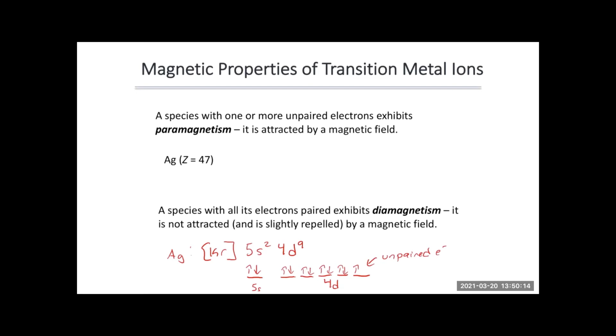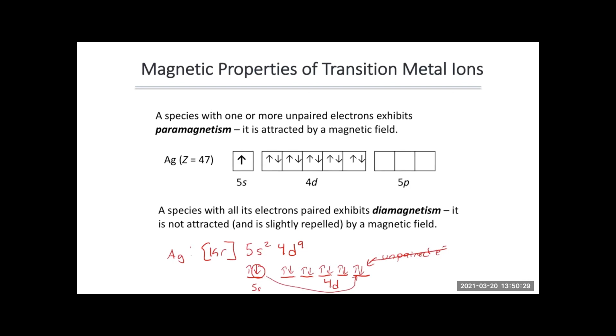So what'll happen for silver is it'll actually take one of the electrons from the 5s orbital, and that moves over to the d. So that way the d becomes completely filled. So we no longer have an unpaired electron in the d. Instead, what happens is we have an unpaired electron that's in the 5s orbital. So no matter which way silver has its configuration, it still is considered paramagnetic because it has that unpaired electron.